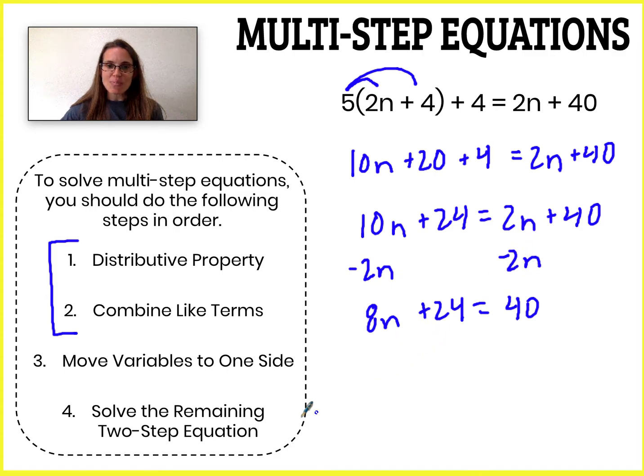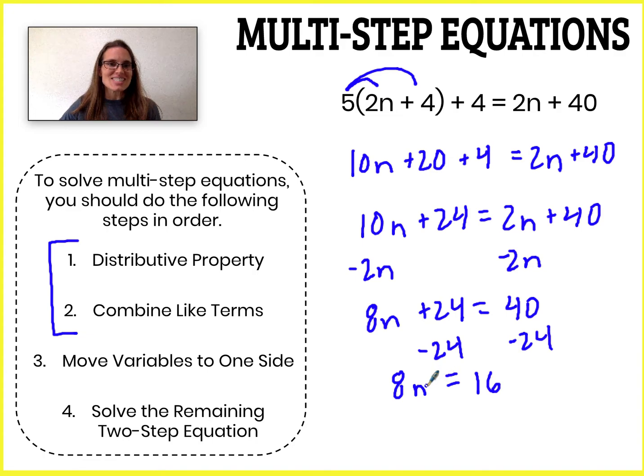I now have a two-step equation. My final step is to solve that two-step equation. In terms of my inverse operation, the first one will be subtracting 24 from both sides to undo that plus 24. 8n plus 24 minus 24 is 8n. 8n equals 40 minus 24, which is 16.